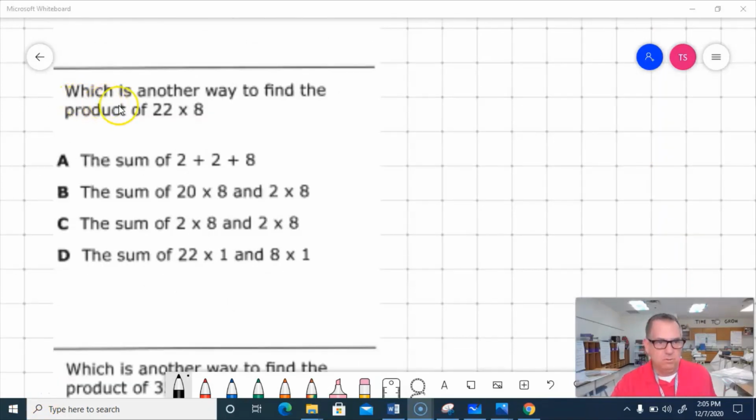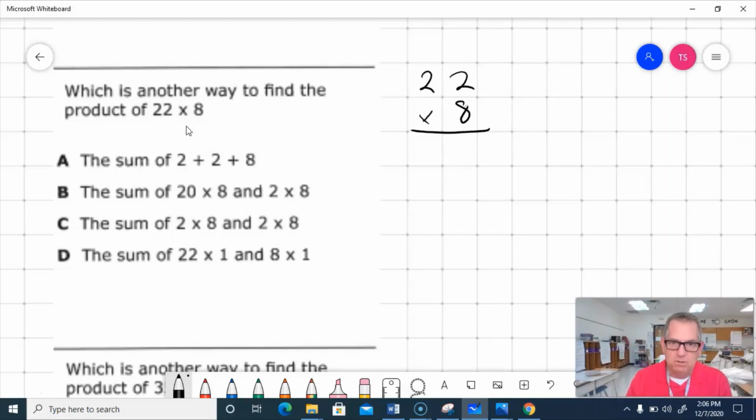Okay, the next question, it says, which is another way to find the product of 22 times 8? So we'll go ahead and work that out. What is 22 times 8? Okay, let's check and see if that's right. So that's 22 times 8 using the standard algorithm. I do 8 times 2 is 16. And 8 times 2 is 16 again, plus 1 more would be 17. So 22 times 8 is 176. So we'll go ahead and look at the answer choices, and we'll work out the answer choices.